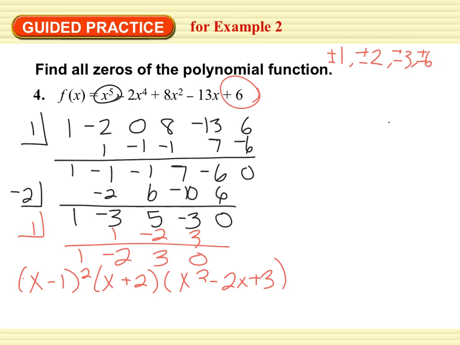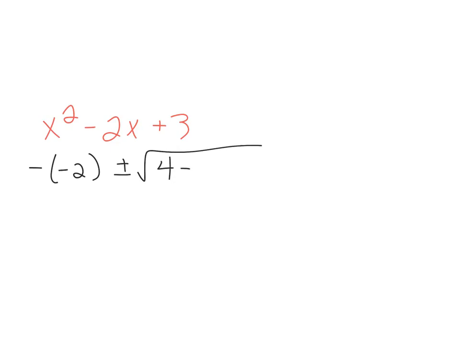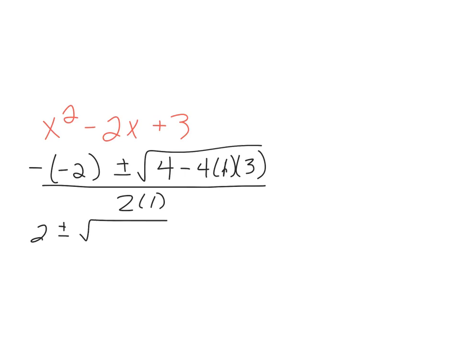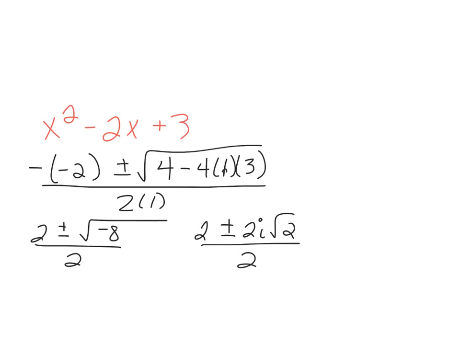So I'm going to go ahead and use the quadratic formula on the next page. x squared minus 2x plus 3. So negative b plus or minus the square root of b squared minus 4 times a times c, all over 2a. So this would be 2 plus or minus the square root of 4 minus 12, negative 8, all over 2. So we've already done that negative 8 one. I have 2 plus or minus 2i root 2 over 2. That means I can cancel this. I'm left with a 1. 1 plus or minus i root 2.